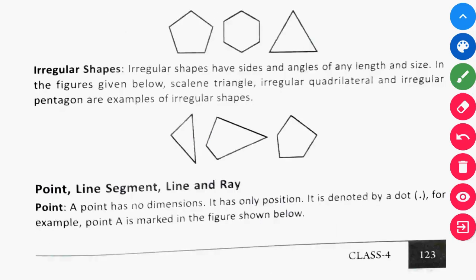Now another thing which we have to learn in geometrical shapes is to know about the point, the line segment, the line, and the ray. See, point means just a dot. It has only one position.